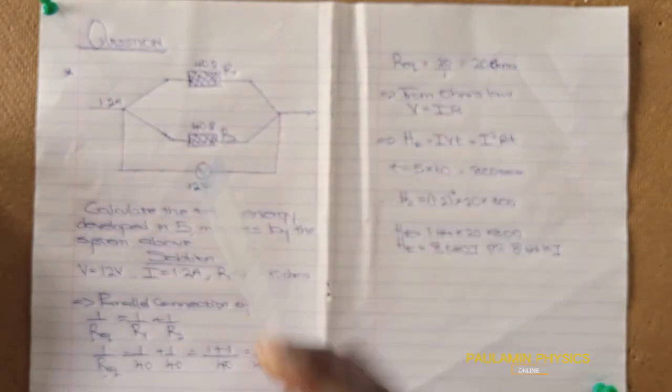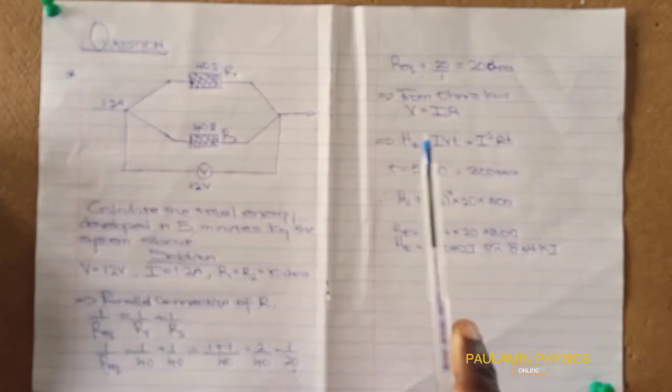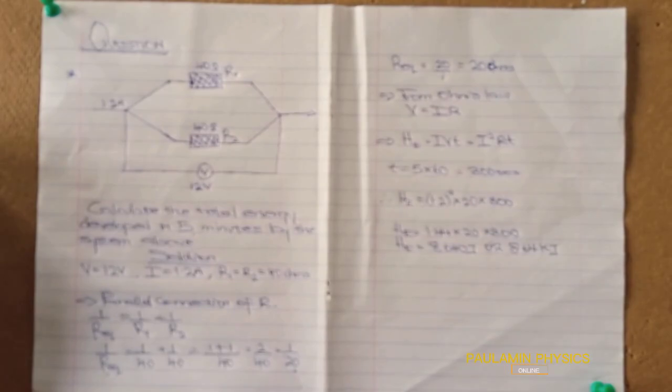All right, so do not forget the major things we mentioned. For resistors connected in parallel, you will need to get the equivalent resistance, and then use the formula for electrical heat energy, IVT, or better still, I squared RT.